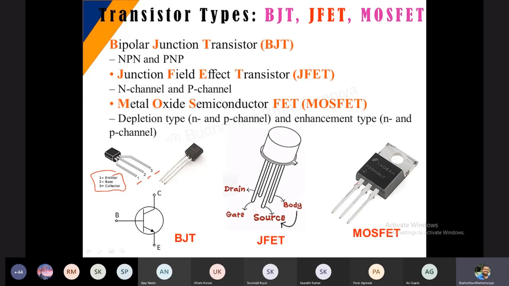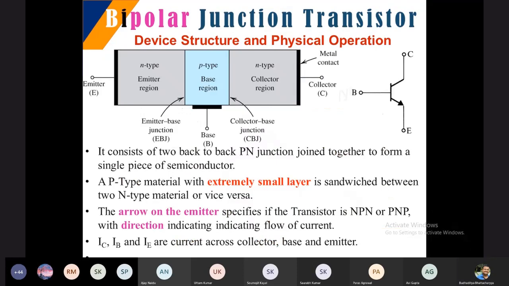The MOSFET will look something like this. We'll see how it is, not now, but as of now, we are only bothered with this kind of terminal of a BJT. Let's see what exactly is in store. So this is about the device structure and physical operation that I'm talking about. Pay attention to this very carefully, what I'm about to discuss.